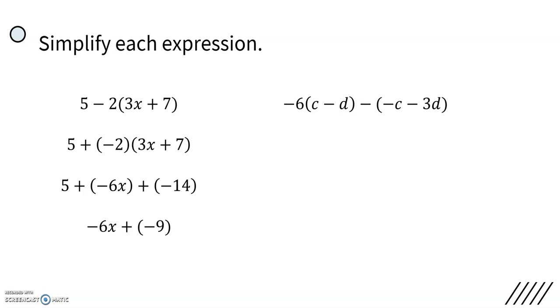Negative 6 times c minus d minus negative c minus 3d. Multiplying, we get negative 6c plus 6d plus c plus 3d. Watch those signs. Combining like terms, we have negative 5c plus 9d.